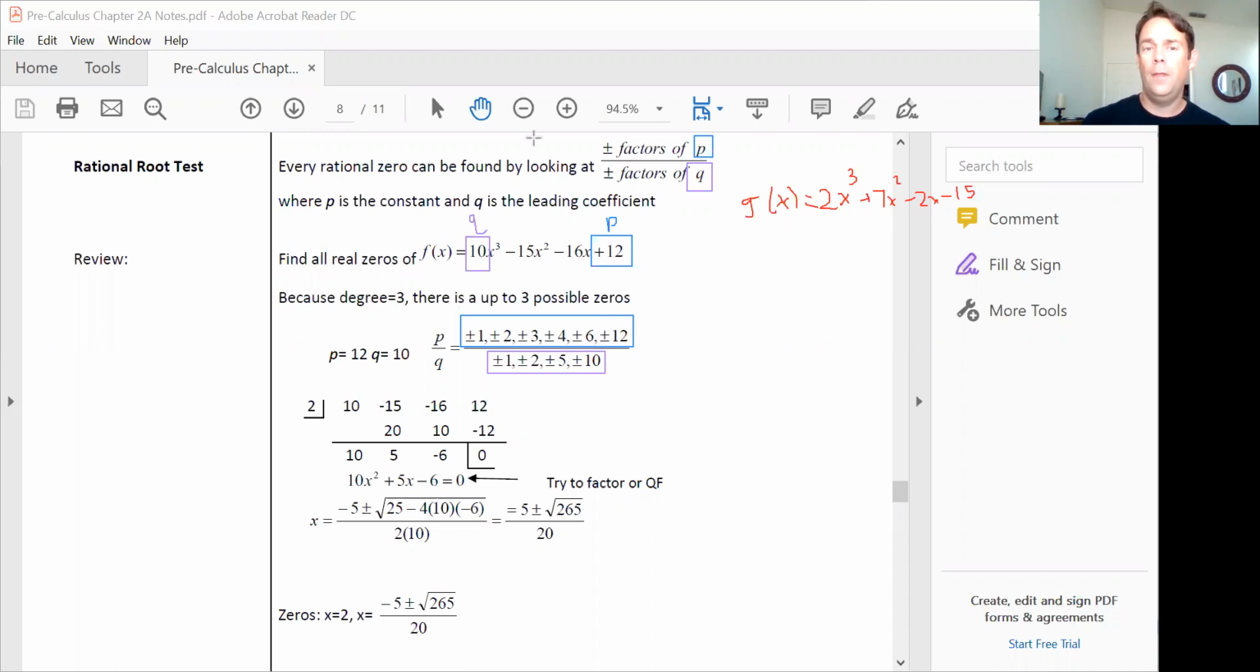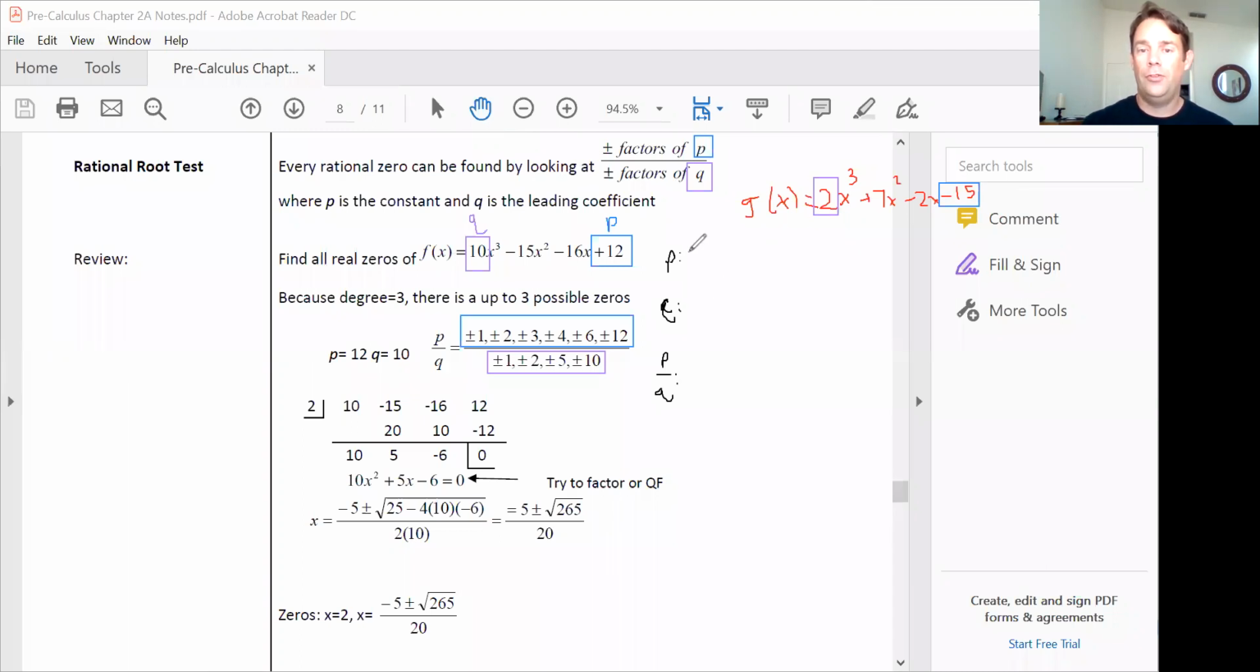So take a look at this one. What I want you guys to do is our extra example here, I want you to write all the factors of p, and I want you to write all the factors of q. And then we're going to write them as p over q. So all the factors of p. In other words, what are all the factors of our constant number? So I have a negative 15. What are all the factors of q? In other words, what's all the factors of 2?